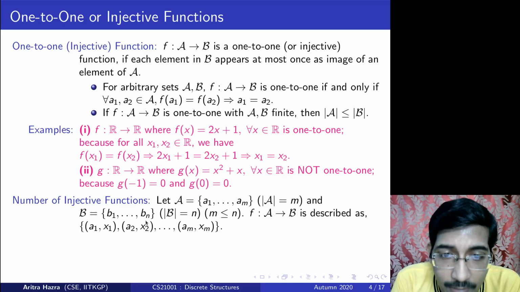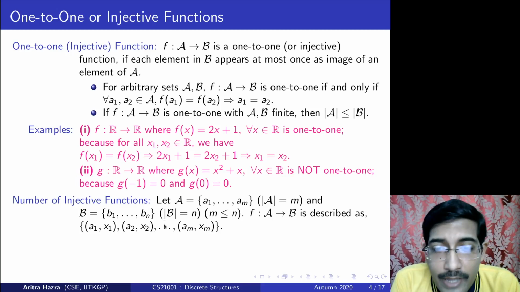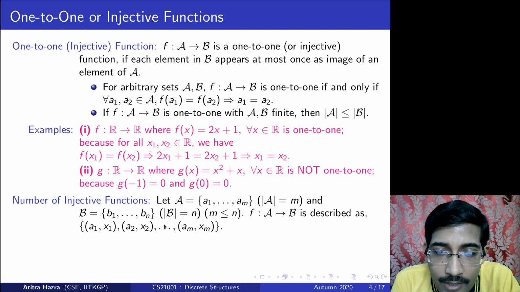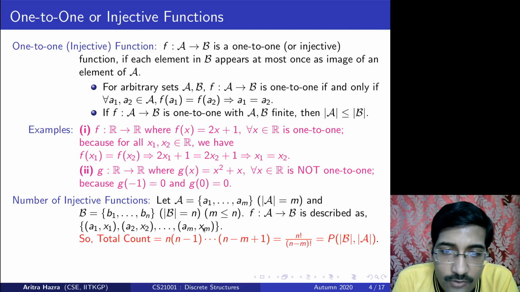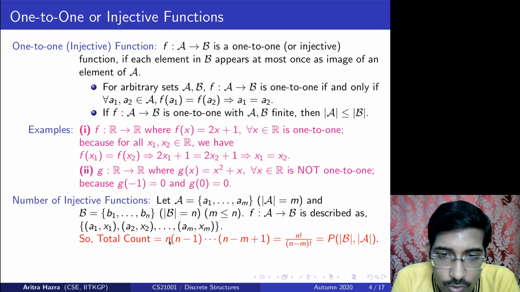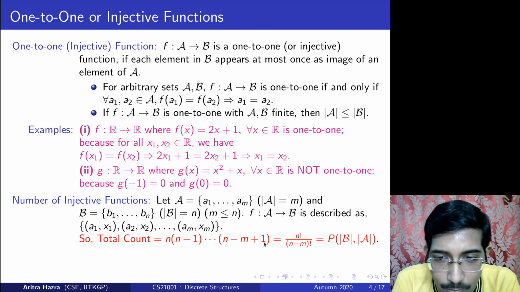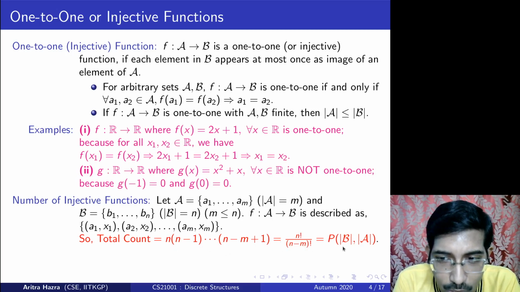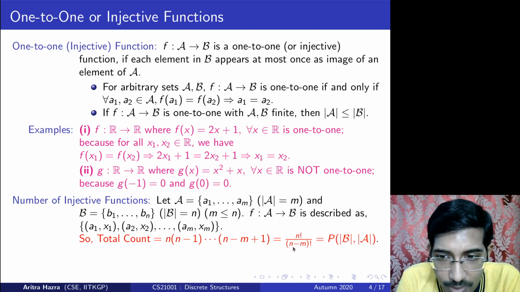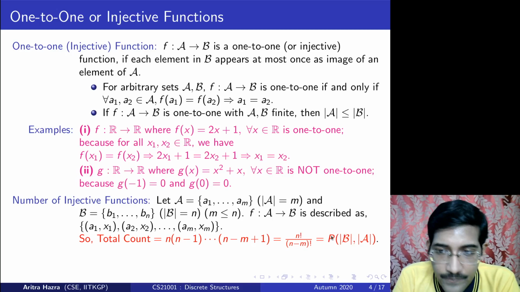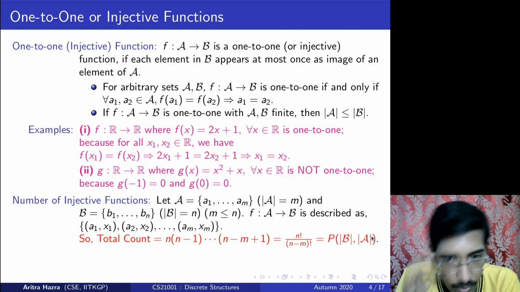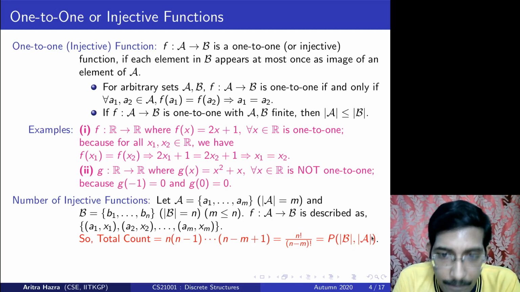So I have n-1 choices for the second one, and n-2 choices for the third one, and so on. I have n-m+1 choices for the last one. So the total count is n times (n-1) up to (n-m+1), which is a popular number because this is a permutation of m elements from n elements. So this is n factorial divided by (n-m) factorial, which is the permutation nPm, where n is the cardinality of B.